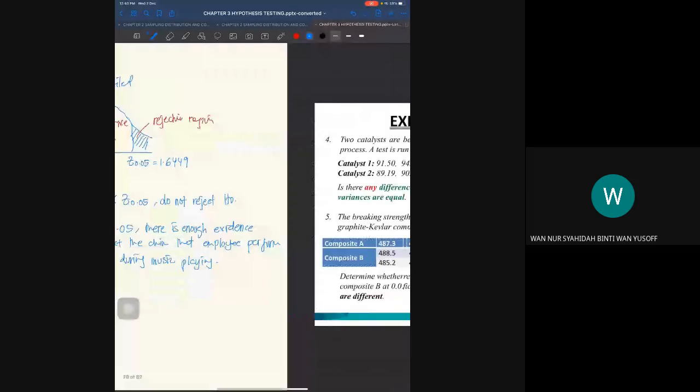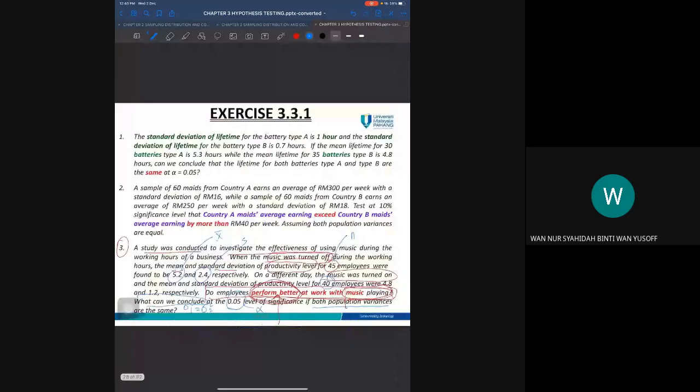If we go back to the exercise just now, how do we transform this study to a dependent sample? Any idea? What can we change here so that this study becomes a dependent sample? What do we need to change? Before and after. What before and after?